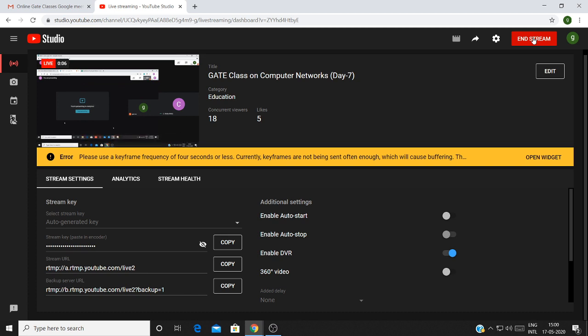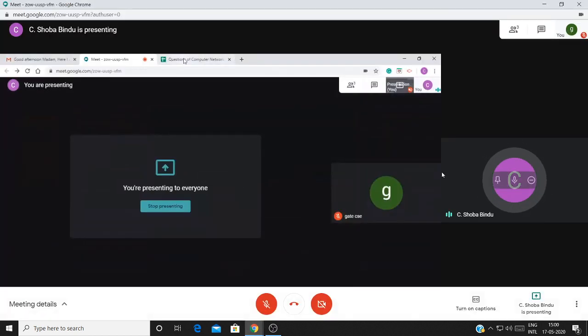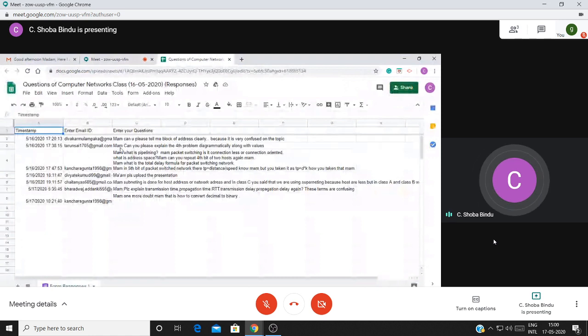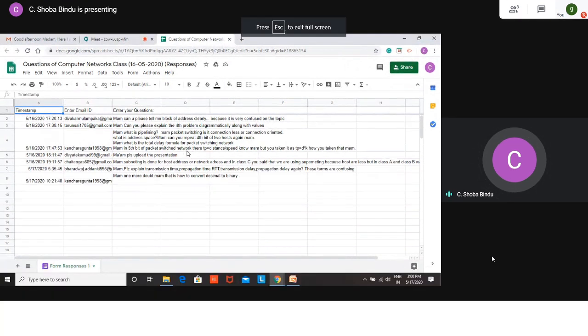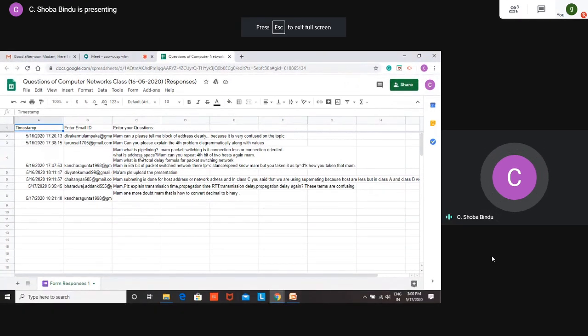Before we go into today's session, we'll have a look at the questions that were asked in yesterday's class. There were a few questions, like: please explain the fourth problem diagrammatically along with the values. This is one question. And what is pipelining? Packet switching, is it connectionless or connection oriented?